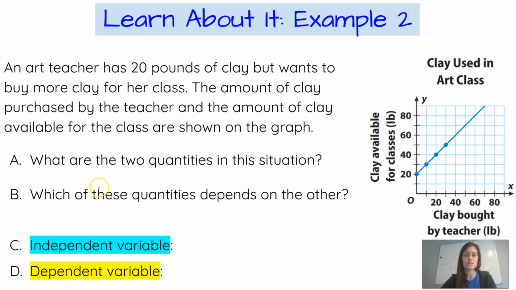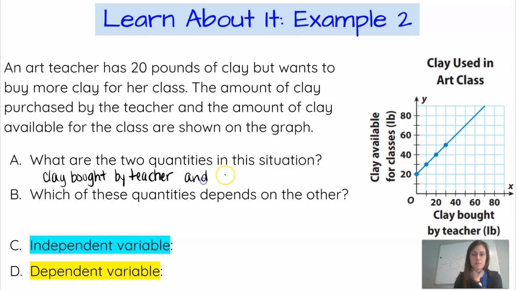What are the two quantities in this situation? Which of these quantities depends on the other? The independent variable and the dependent variable. So the two quantities in this situation, I can get that from either going back and looking at the word problem, or I can look at the graph that is represented and the two quantities on the x-axis and the y-axis. So the two quantities in this situation are the clay bought by the teacher and the clay available for the classes.